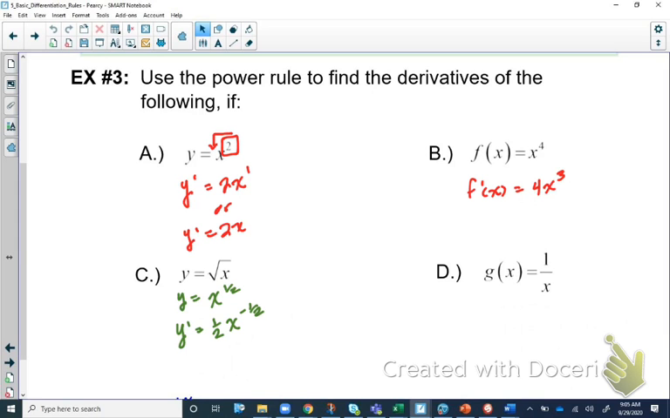Well, of course, we don't leave things in terms of negative exponents, so we would say y prime would be equal to, we're going to move the negative exponent down to the denominator, so that would give me, in this case, 1 over 2x to the 1/2 power, or 1 over 2 square root of x, if you put it back into radical form. Either of those would be acceptable answers.